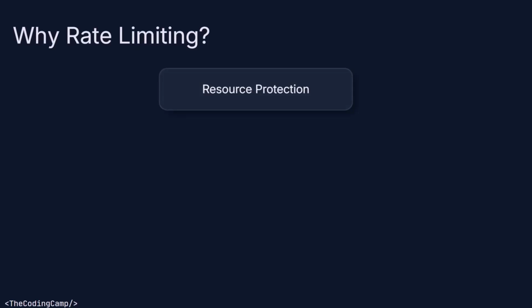The first is resource protection. Servers have finite CPU, memory, and database connections. Unlimited traffic can exhaust those resources entirely and take your service down for everyone. Rate limiting keeps demand within what your infrastructure can handle.